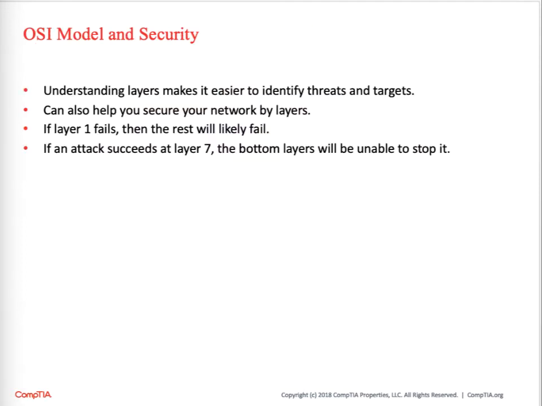When it comes to the OSI model and security, understanding these layers of the OSI model is going to make it easier for us to identify threats and know how these threats will possibly impact our network. So securing our network by layers is going to be a useful strategy in securing the entirety of the network, as these layers are designed to integrate with one another. So if the most fundamental physical layer fails, then the rest of these are most likely going to fail as well. And at the same time, if there is an attack at the application layer, then the layers beneath it will likely fail as well.